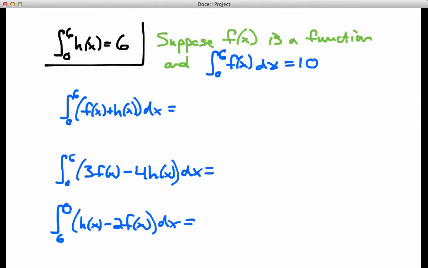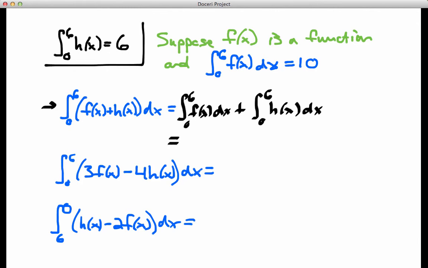So what's the integral from 0 to 6 of f of x plus h of x? Well, we have a rule for integrals that says I can split this up into one integral, f of x dx, plus the other integral. Unlike products, we can split up integrals along sums. Again, this is a lot like a derivative rule, and those two are very closely related. So we know the value of the first integral is 10, and the value of the second integral is 6. So the integral of f of x plus h of x from 0 to 6 is 16.